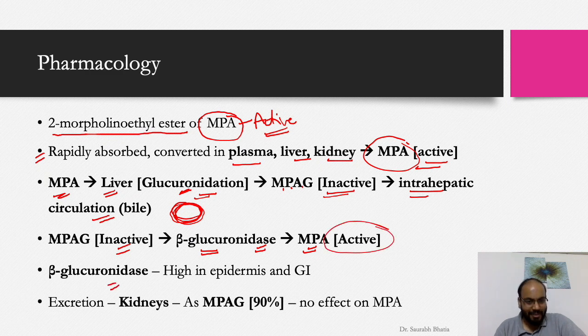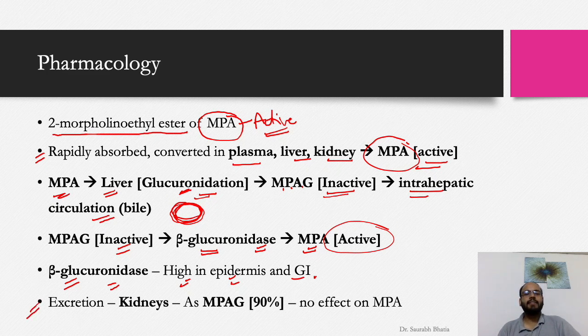Now, this enzyme is high in the epidermis and GI, which might explain why we have good skin-specific immunosuppressive action of mycophenolic acid. So just remember that this enzyme is responsible for conversion of MPAG to MPA, and it is found in high concentration in epidermis and gastrointestinal tract.